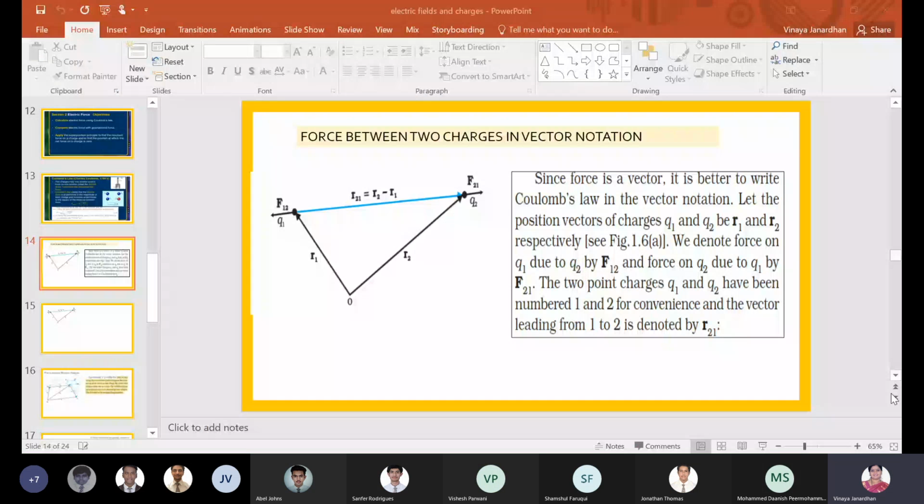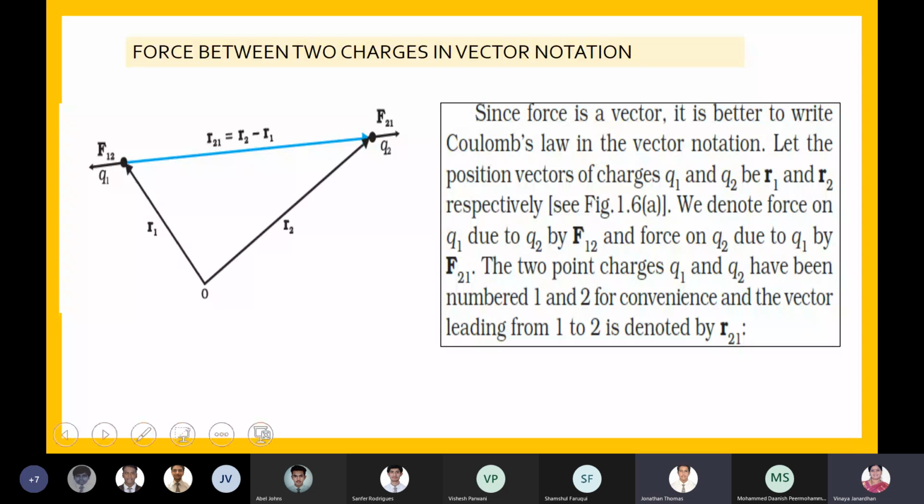We have started with this, right? That is the force between two charges in vector notation. Yes, ma'am. And then we wrote the equation of force.